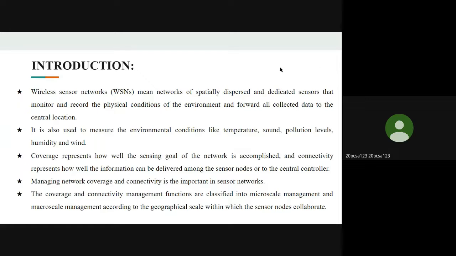Managing network coverage and connectivity is important in sensor networks. The coverage and connectivity management functions are classified into microscale management and macroscale management according to the geographical scale within which the sensor nodes collaborate.